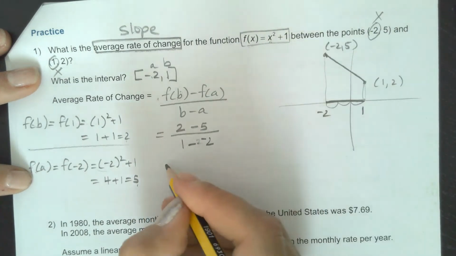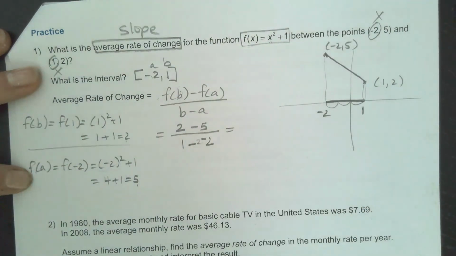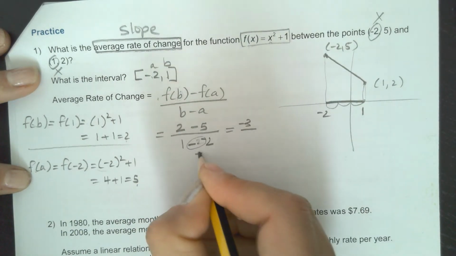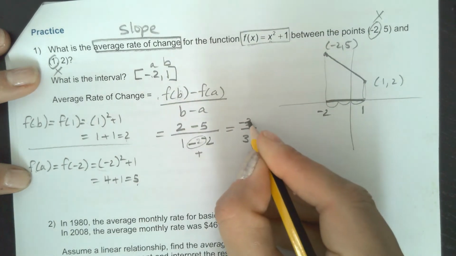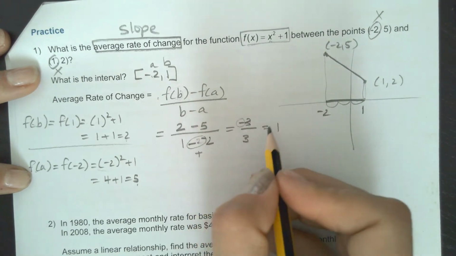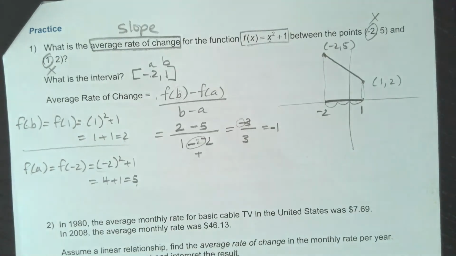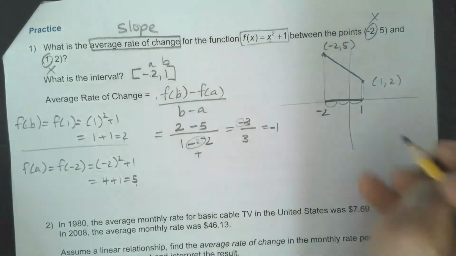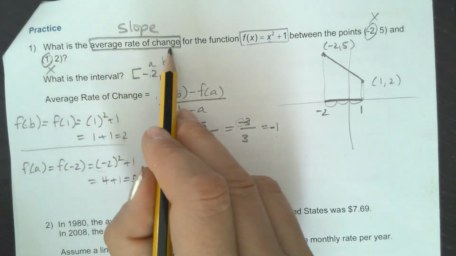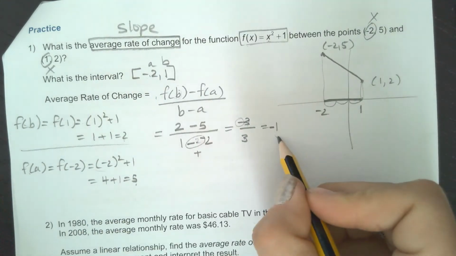So now I can put that all in my calculator, or I'll go slow. A negative and a negative is a plus. Oh, same over same. If I have 3 over 3, it's equal to 1, but there's this negative here, so it's really -1. So my slope is -1. Okay? So my average rate of change is -1. Okay? So let's look at the next one.